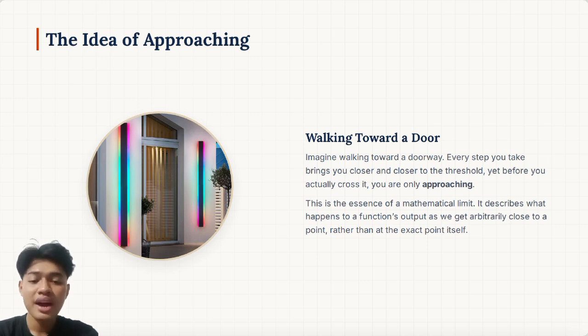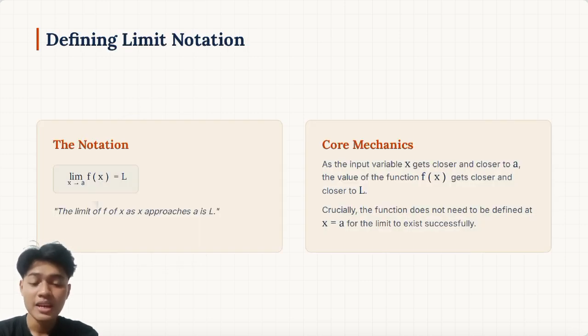Now, let's define the limit of a function. Suppose we have a function f of x. We write the limit of f of x as x approaches a is L. This means that when the value of x gets closer and closer to a, the value of the function gets closer and closer to L. It does not mean that f of a is equal to L. Sometimes the function may not even be defined at x equal to a, but the limit can still exist.